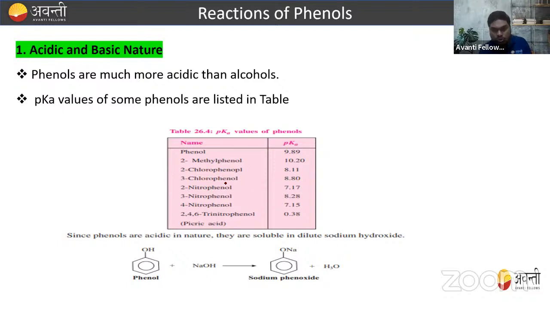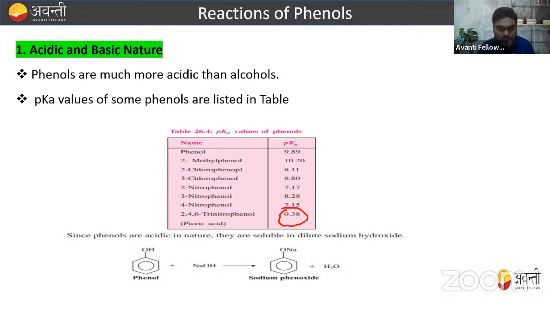So for example, 2-methyl phenol has a higher pKa, meaning less acidic. Then we have 2-chlorophenol, 2-nitrophenol, 3-nitrophenol, 4-nitrophenol, and 2,4,6-trinitrophenol. We can say that picric acid is a very, very good acid. We can see here the pKa value is very low, only 0.38. It means they have a very low value of pKa, which means higher acidic character, right?